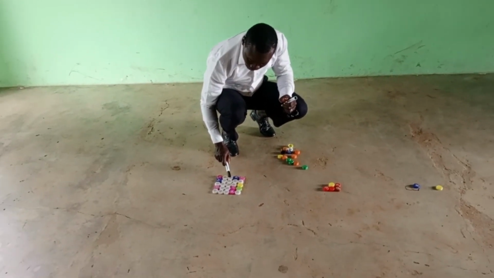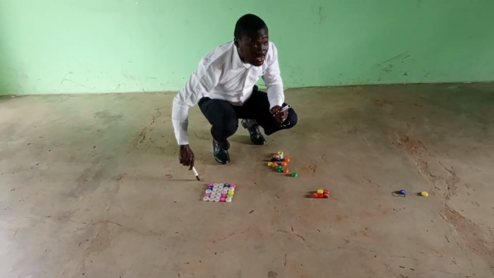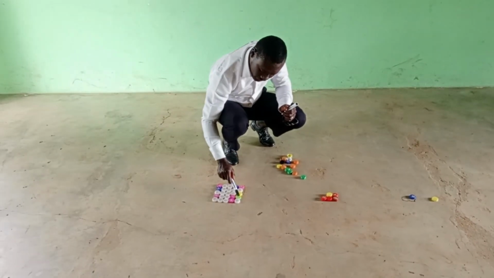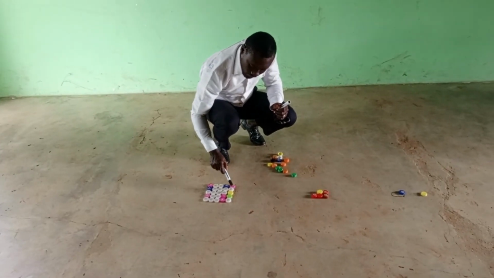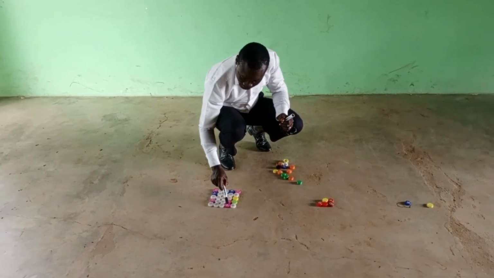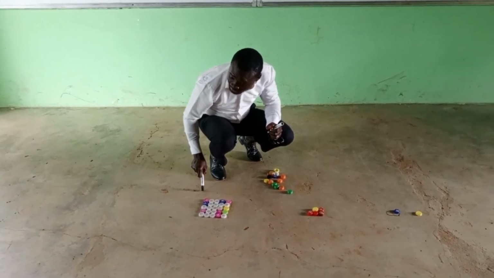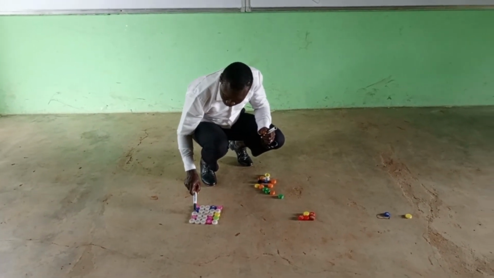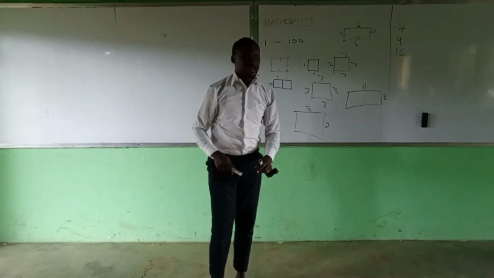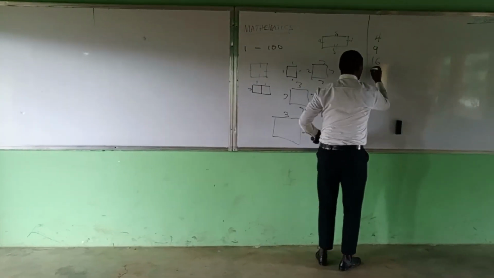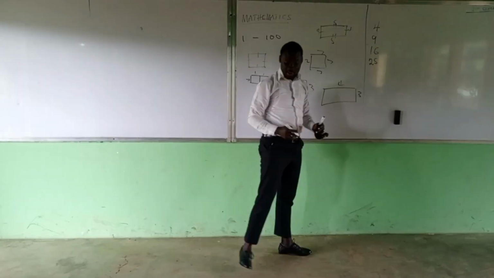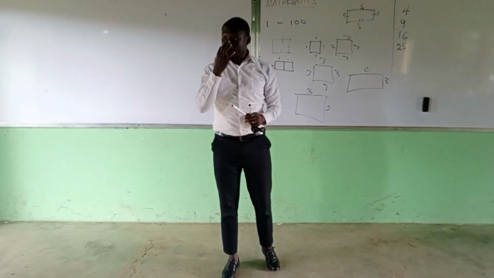1, 2, 3, 4, 5. So this side is 5. Let's check this side. 1, 2, 3, 4, 5. Let's check this side. 1, 2, 3, 4, 5. Then 5 on this side. 1, 2, 3, 4, 5. Is this a square? Yes, sir. So 25 can also form a square. Can we continue? Yes, sir.